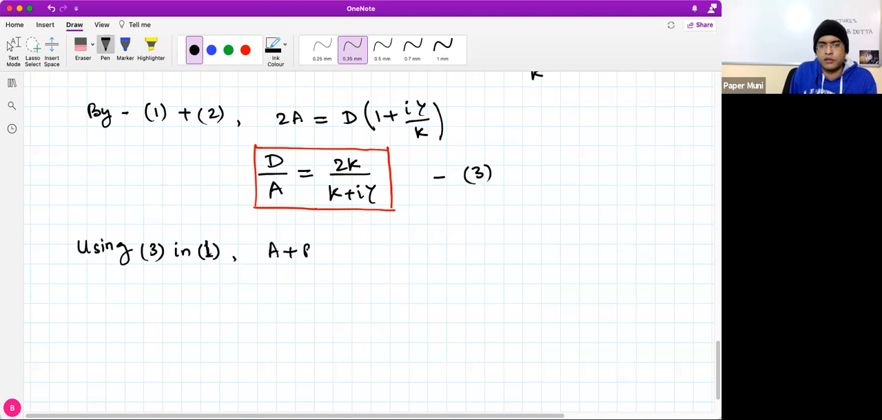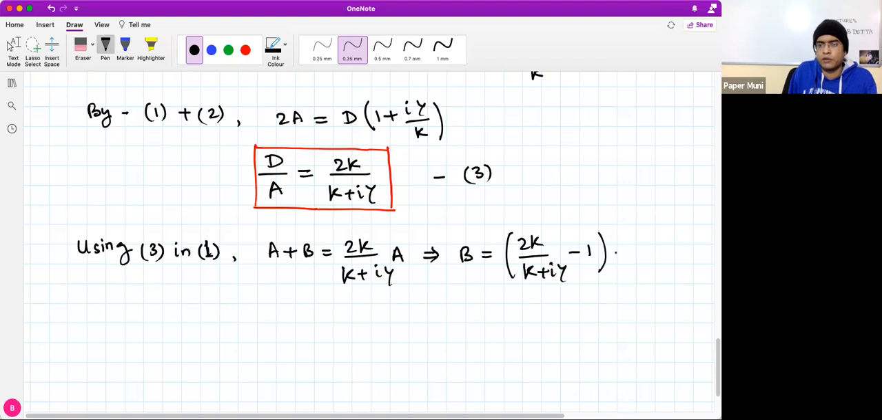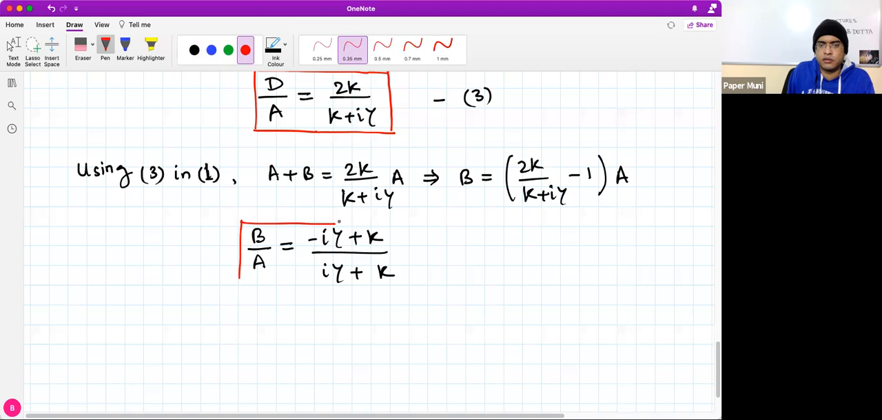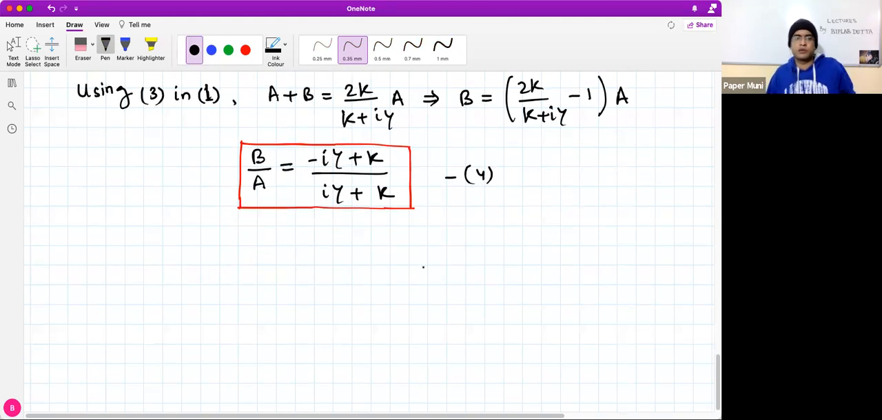Now what we have is A plus B is equal to, now instead of D we are writing 2K by K plus iota gamma times A. Now B equals 2K by K plus iota gamma minus 1, times A. Okay, so we can rearrange this and write it as minus iota gamma plus K divided by iota gamma plus K. So we have the relationship between A and B. Let's label it 4. So we have the relationship between A and B, and A and D.